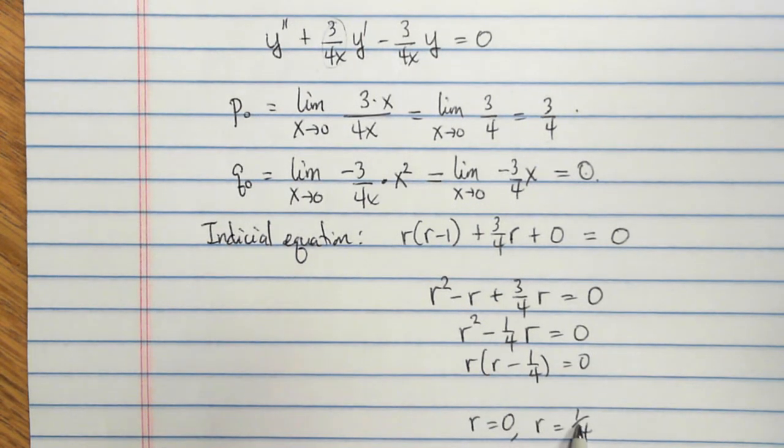These are separated by an integer, and so the techniques that I will use are, I'm sorry, I said that wrong. These are not separated by an integer. They're separated by 1/4. And so the technique that I'll use will result in two different solutions.